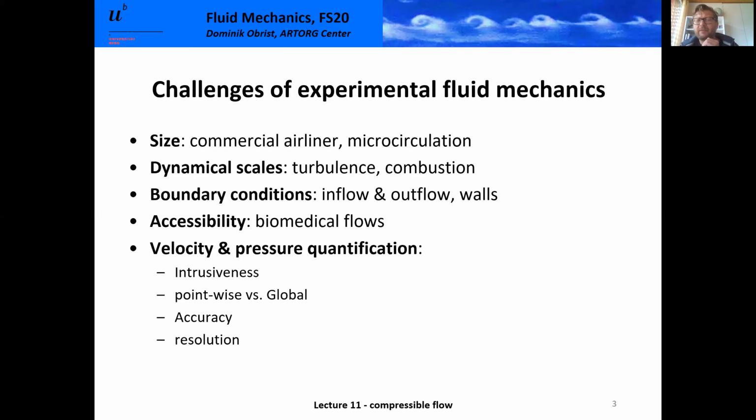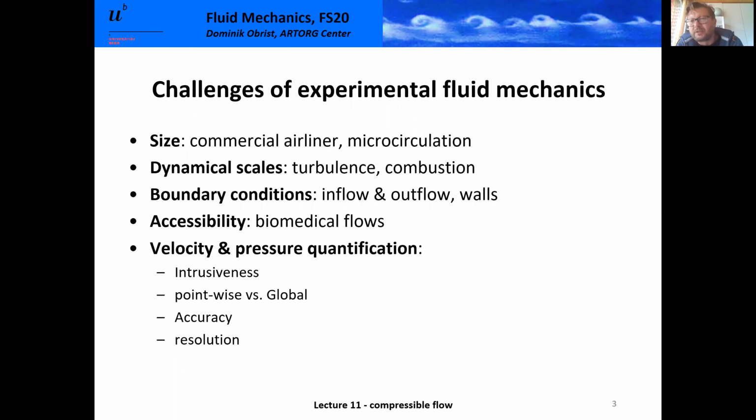And then again, there's the problem of accessibility, especially a problem in all biomedical applications. Most biomedical flows are internal flows, internal in the sense they're inside the body, where we usually don't have access, and then we come into measurement technology. Usually when we want to measure something, we need to see it in a certain sense. In fluid mechanics, there are a lot of very nice optical measurement methods, but of course they need optical access to the flow system. And then finally, we come to the problem of actual measurement.